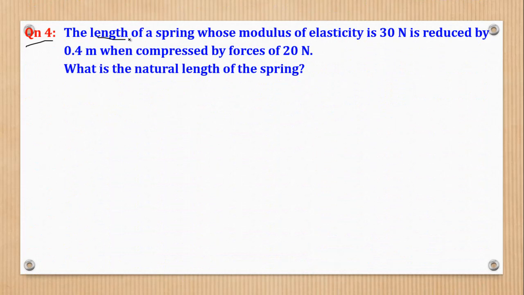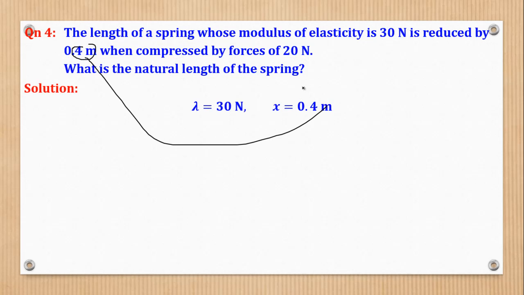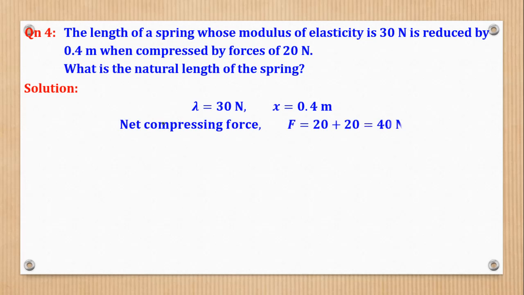Then question 4. The length of a spring whose modulus of elasticity is 30 newtons is reduced by 0.4 meters when compressed by a force of 20 newtons. What is the natural length of the spring? So still, first interpret. They said reduced by, so that is the compression. So net compressing force is this, because on either side. So we shall come and code the formula, substitute, and make L the subject.